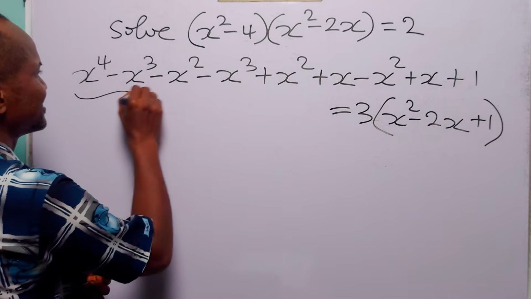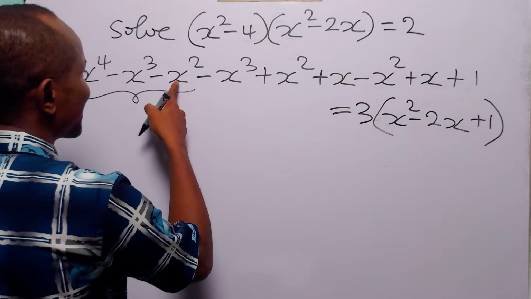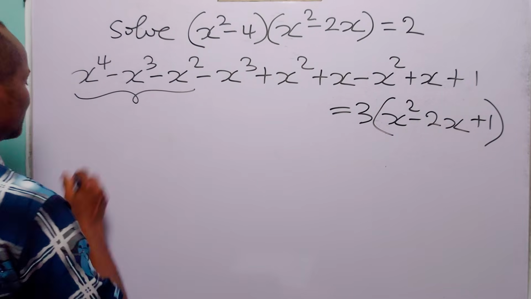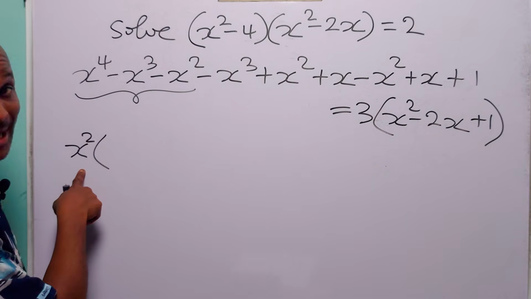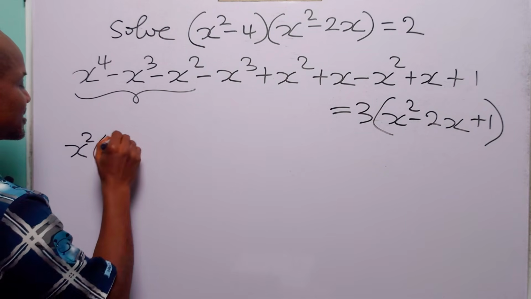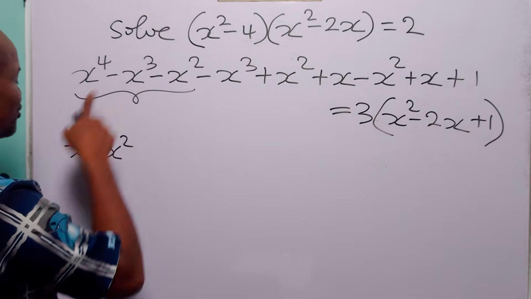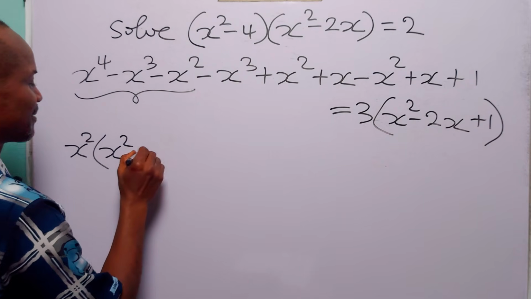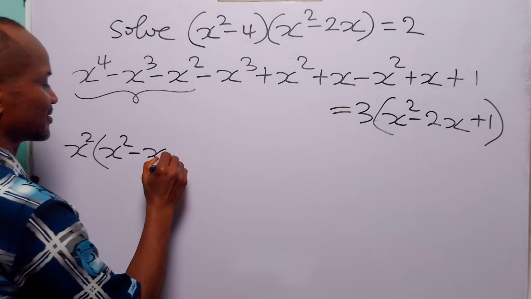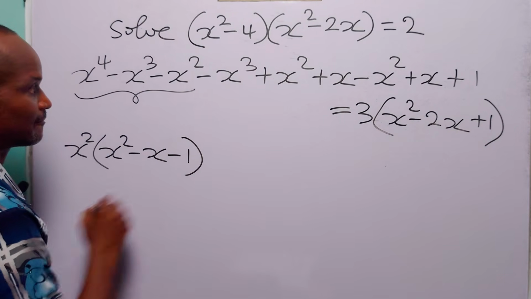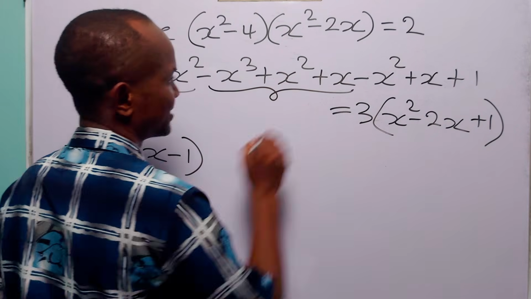Now let us look at these 3 terms. We have a common factor, which is x squared. x raised to power 4 divided by x squared is x squared. Minus x cubed divided by x squared is minus x, and minus x squared divided by x squared is minus 1.